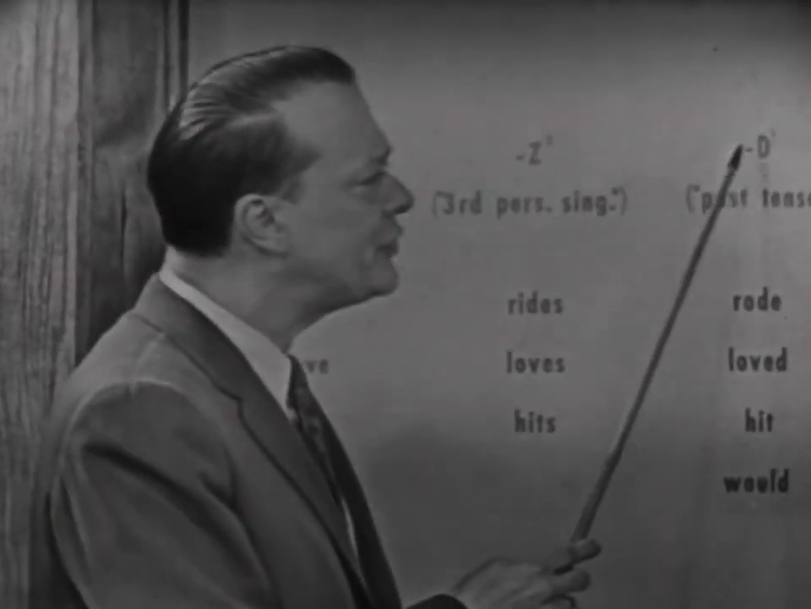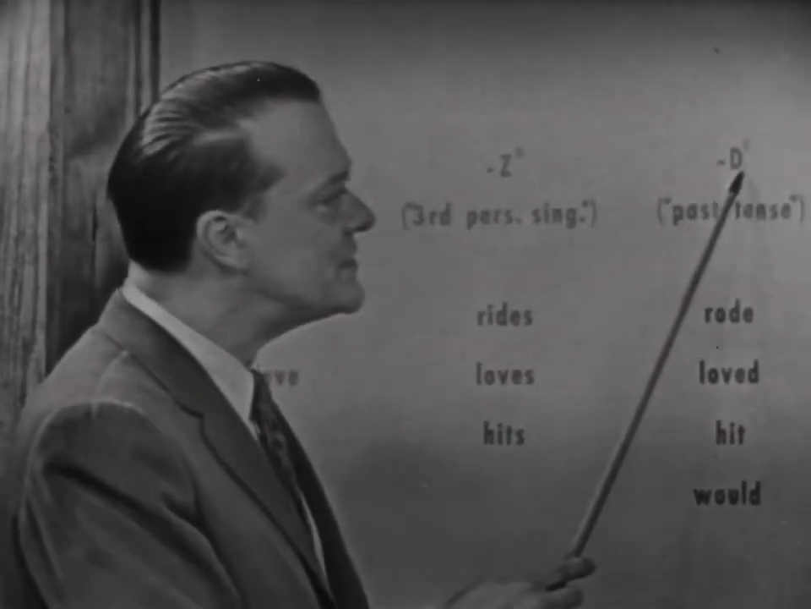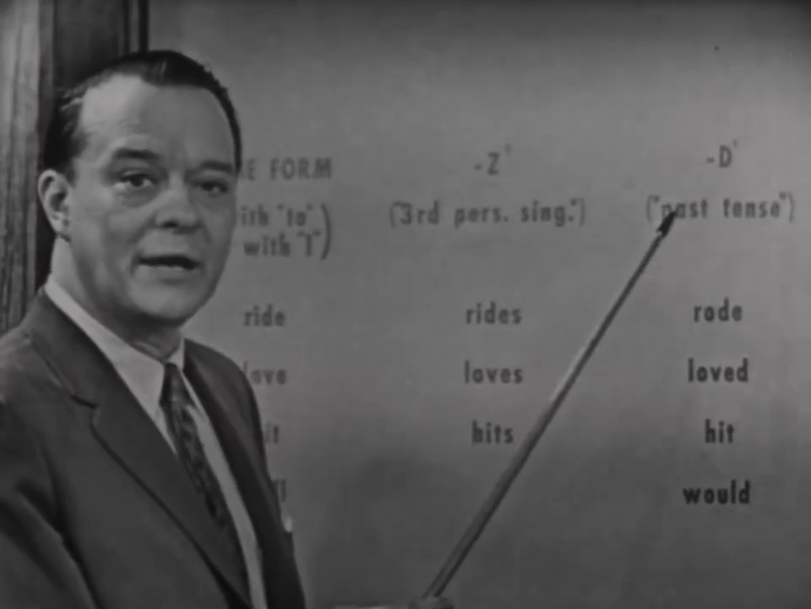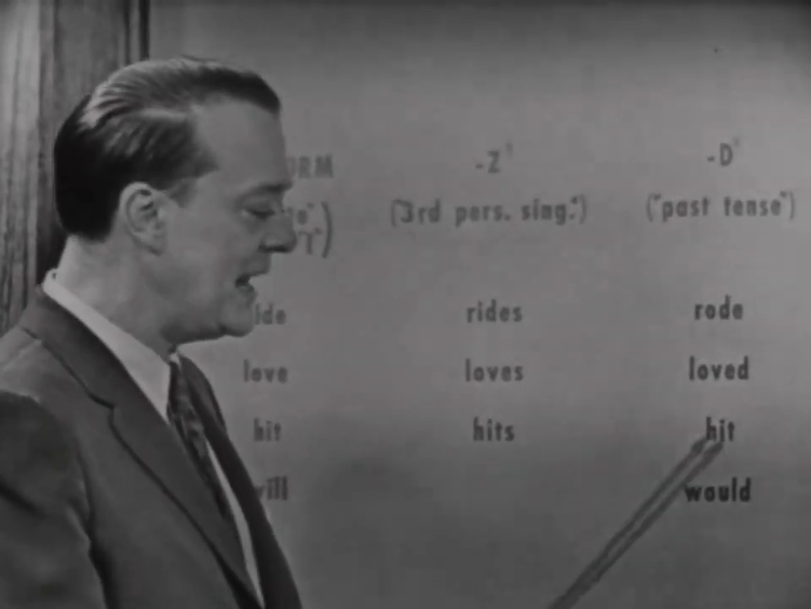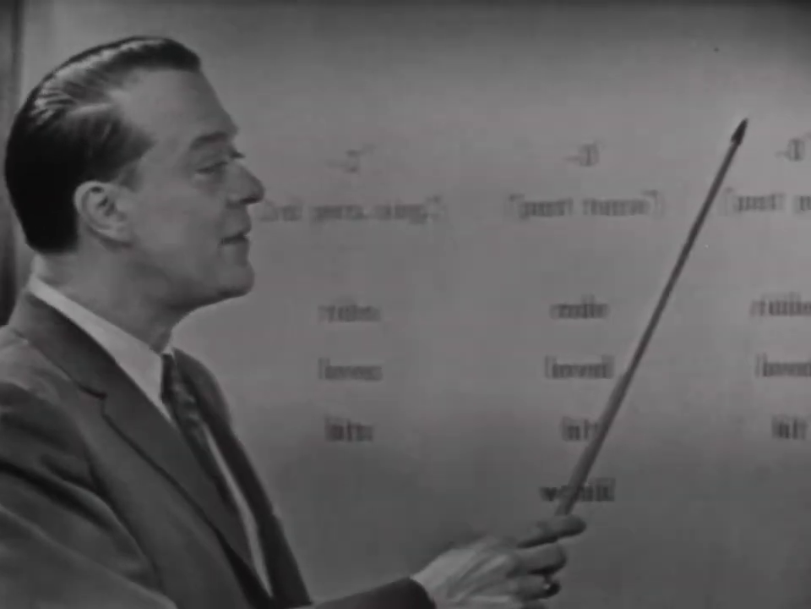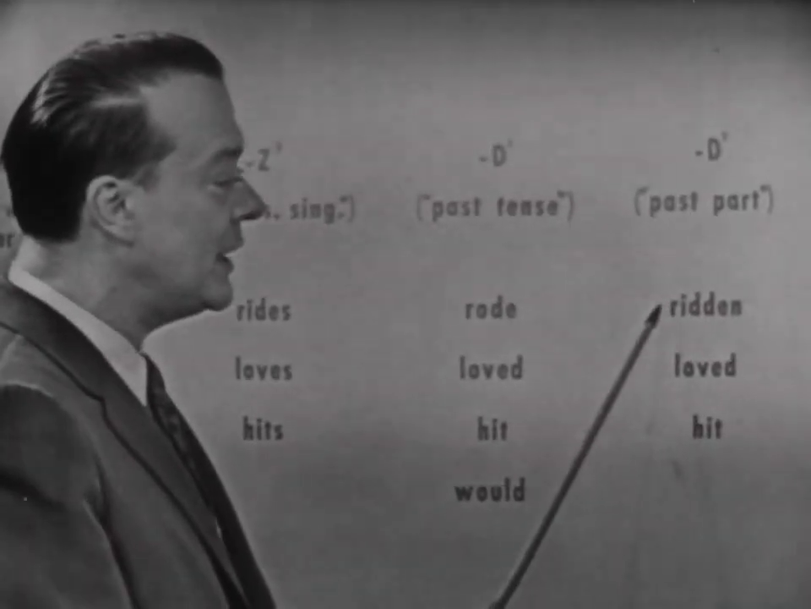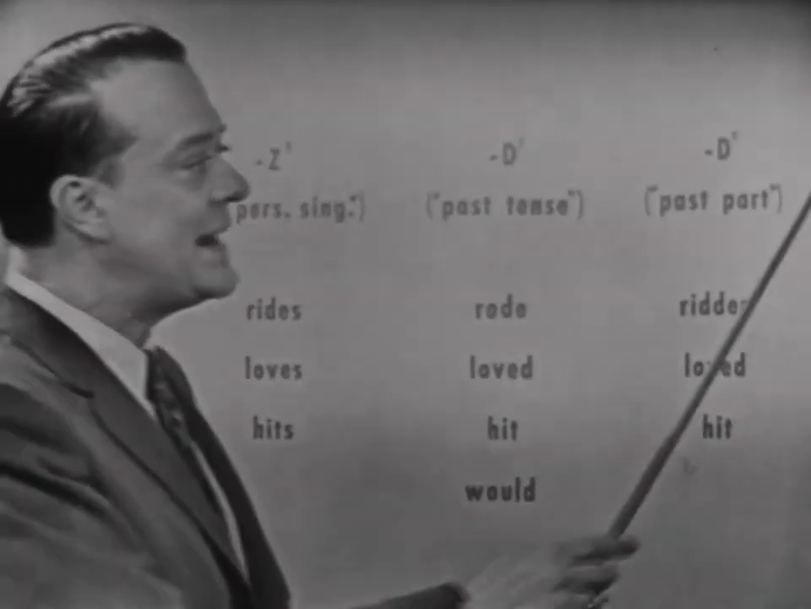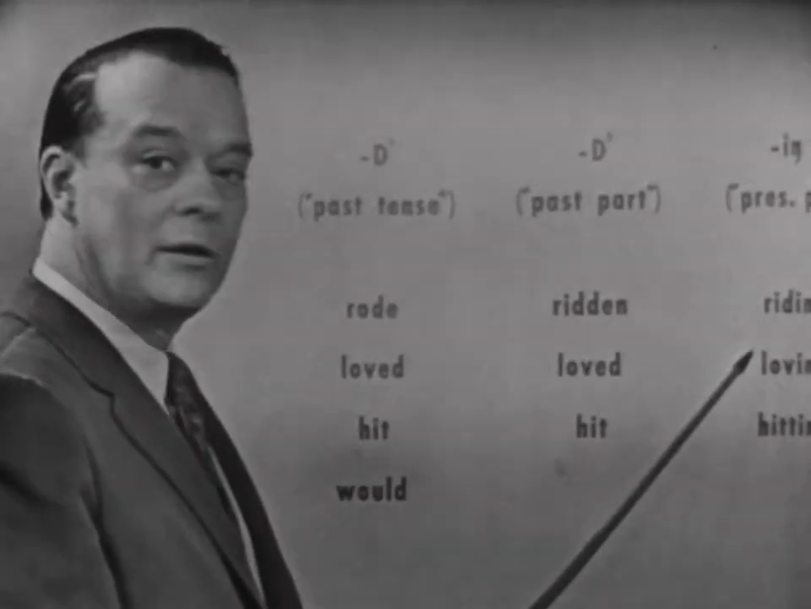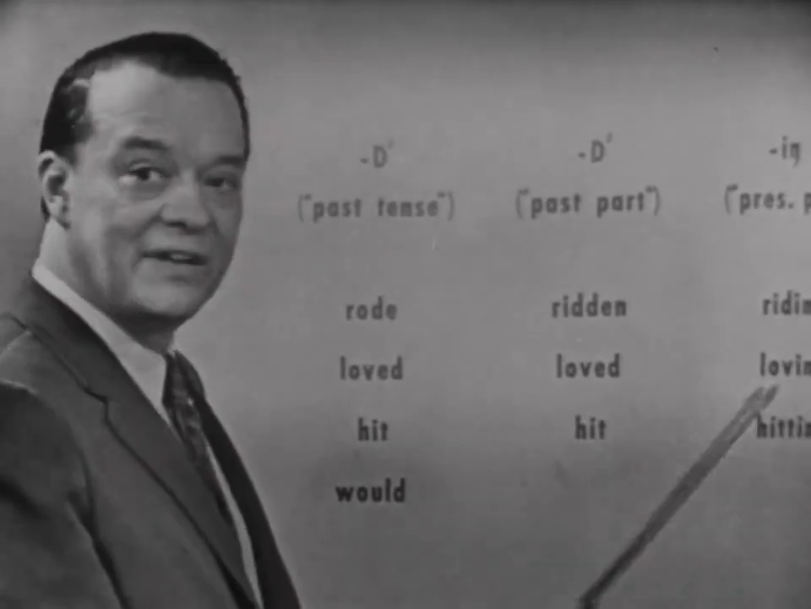But here is the most important of all the verb morphemes. It is the one we call D1, the past tense morpheme. I rode, he loved, he hit, he would. And here the past participle, D2. It was ridden, it was loved, it was hit. And here the ing form, or the present participle, riding, loving, hitting.